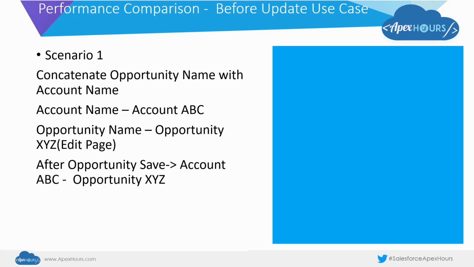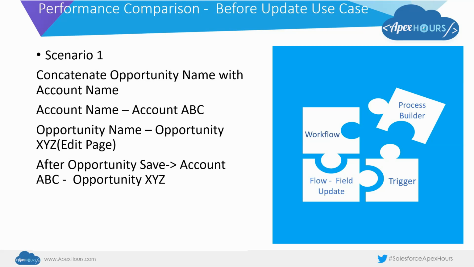Now, let us see our first scenario. I would like to concatenate opportunity name with account name. That is my requirement. Suppose the account name is account ABC and opportunity name is opportunity XYZ. So once the opportunity is saved, I would like to see the opportunity name as account ABC hyphen opportunity XYZ.